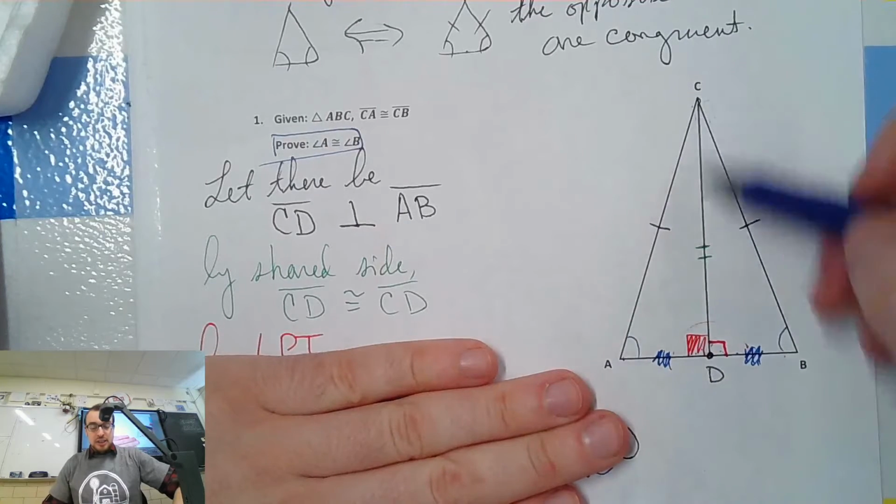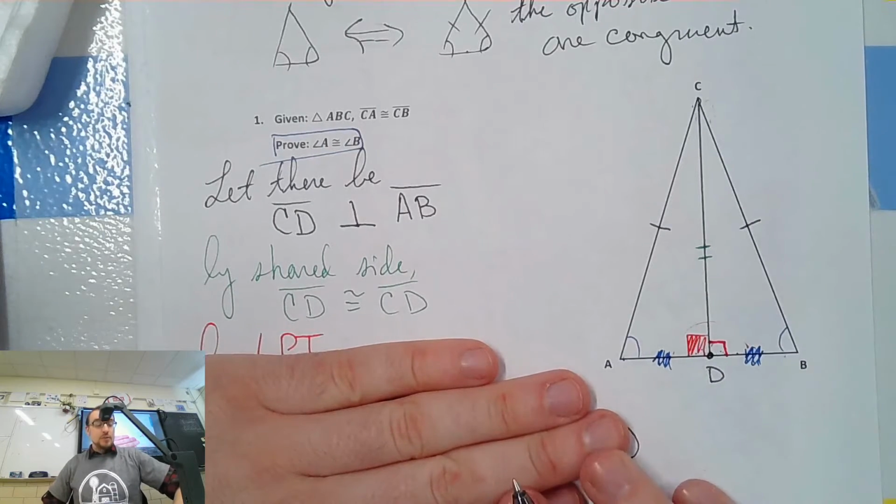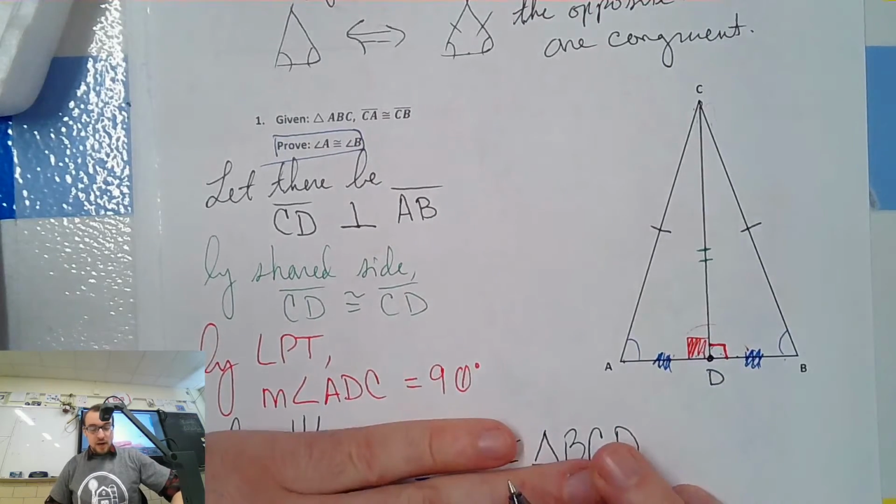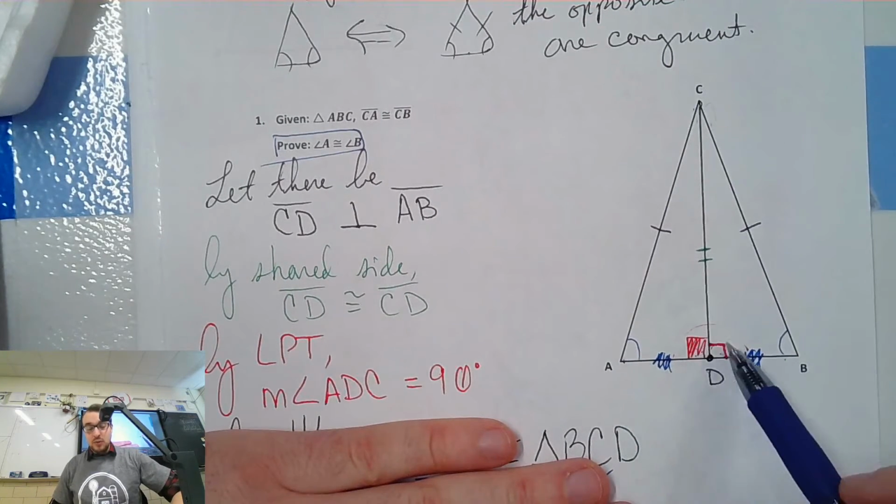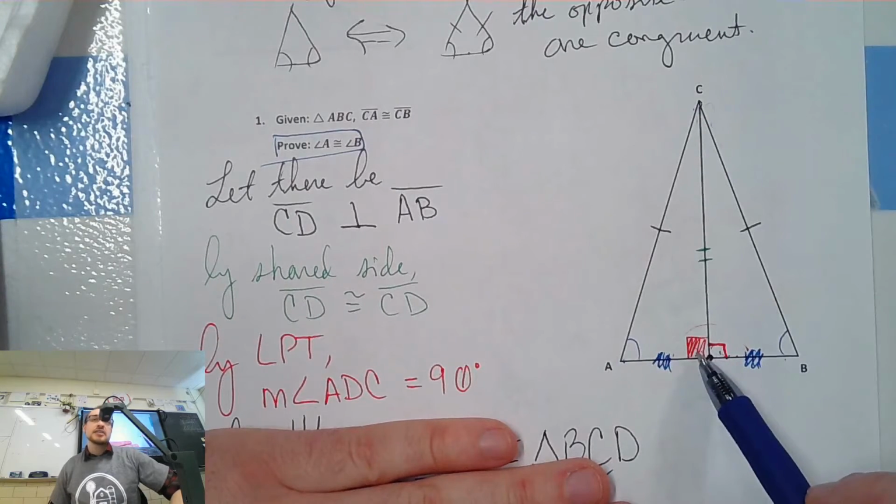Next we said, shared side. Do I have everybody up to there? Yes. Cool. Next we said, LPT says that has to be 90 because they add up to 180. And if that's 90, 90 is left over, right?